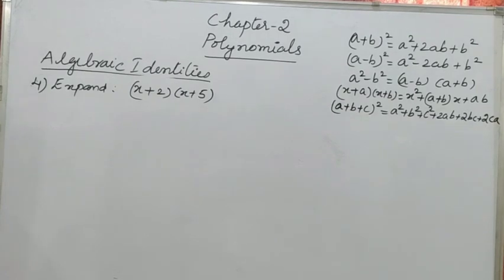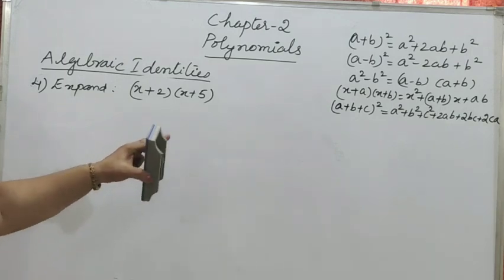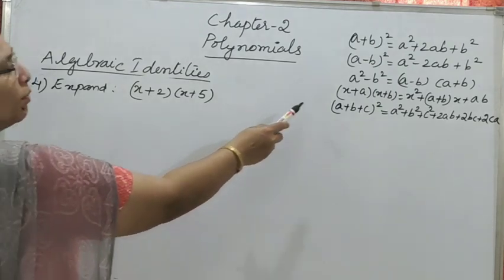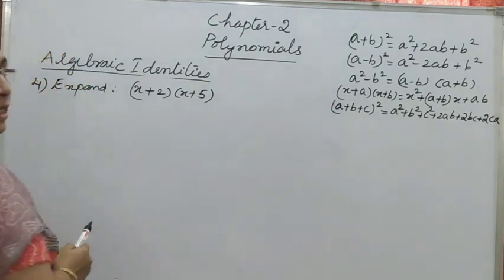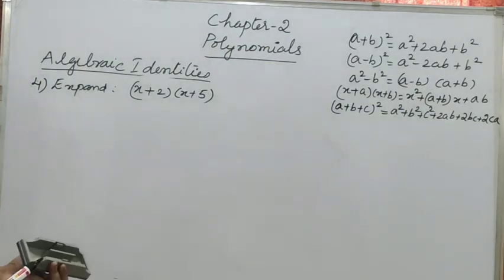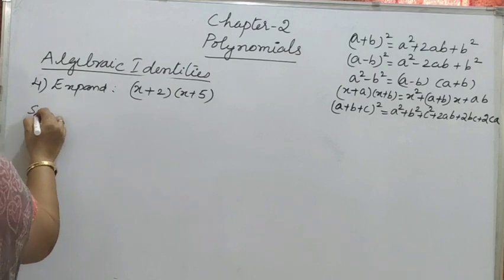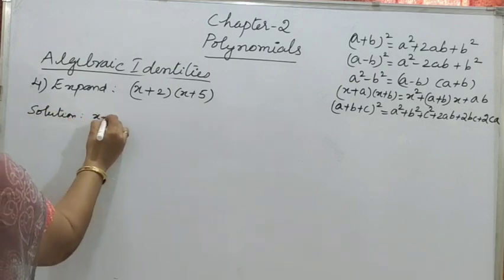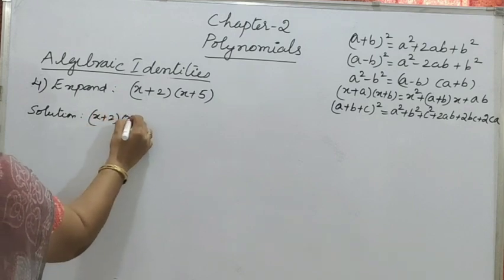The next question: expand (x plus 2) into (x plus 5), or we can say find the product also, the same thing only. (x plus 2) into (x plus 5). You just identify the identity: (x plus a) into (x plus b) equals x square plus (a plus b) into x plus ab. Very well you know this identity. Still we are doing the sums. So I'll write the solution here.